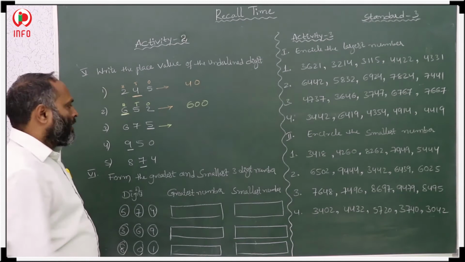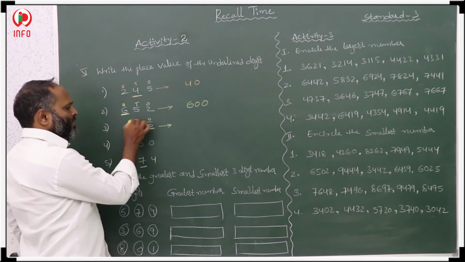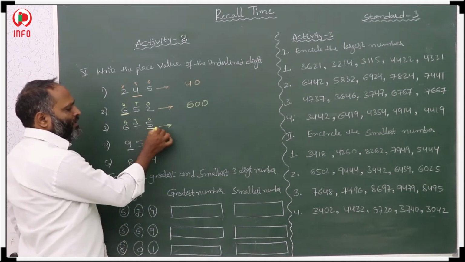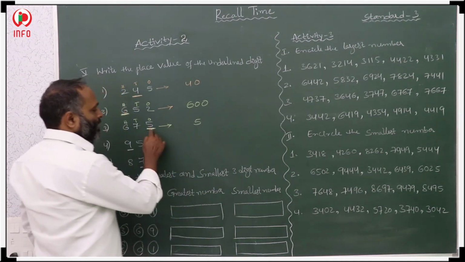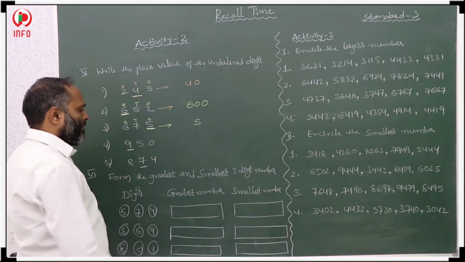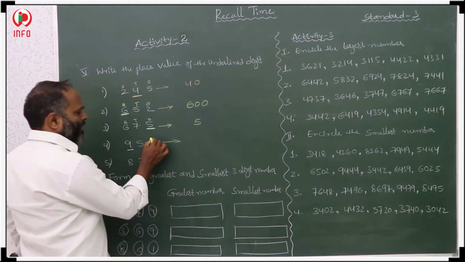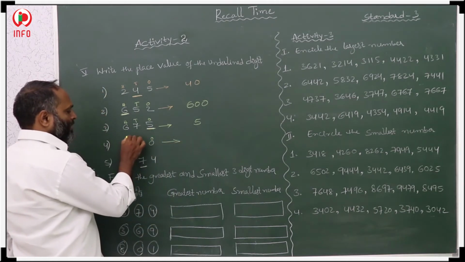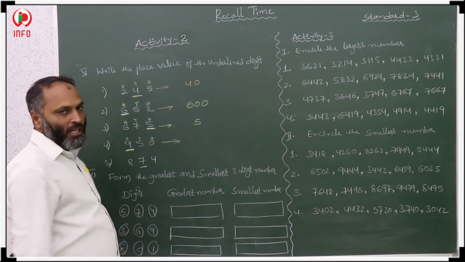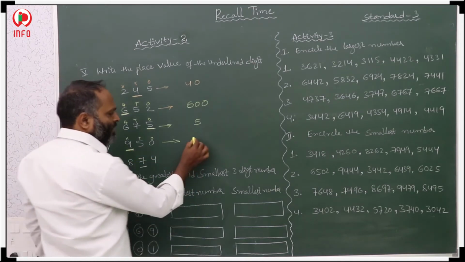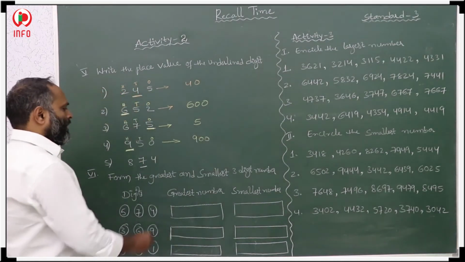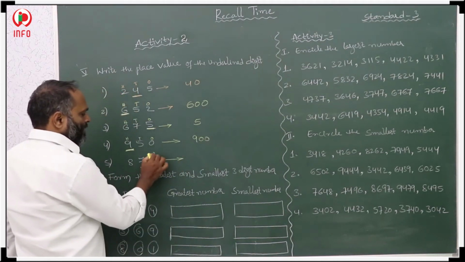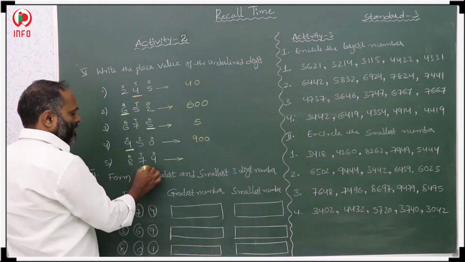Then this is ones place, this is tens place, this is hundreds place. 5 is in ones place, so the place value of 5 is 5 only, because it is in ones place. Next, this is ones place, tens place, hundreds place. 9 is in hundreds place, so the place value of 9 is 900.